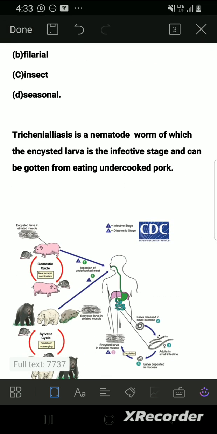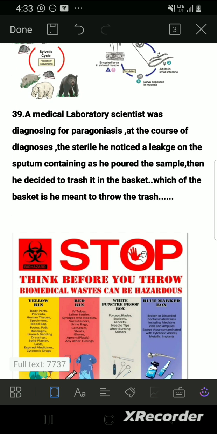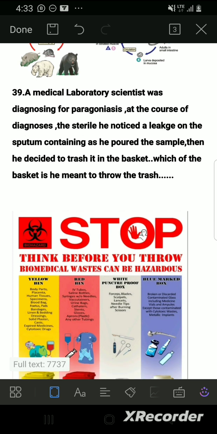Then number 39 says a medical laboratory scientist was diagnosing for paragonimiasis. In the course of diagnosis, he noticed a leakage on the sterile container containing the sputum as he poured the sample. Then he decided to trash it in the basket.